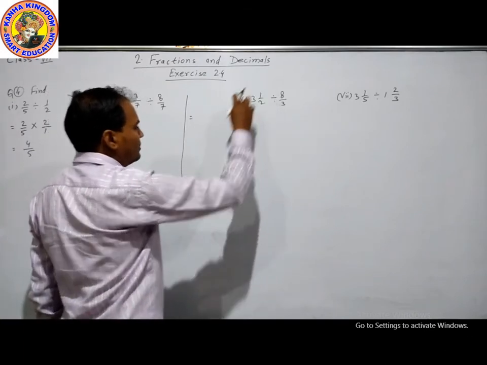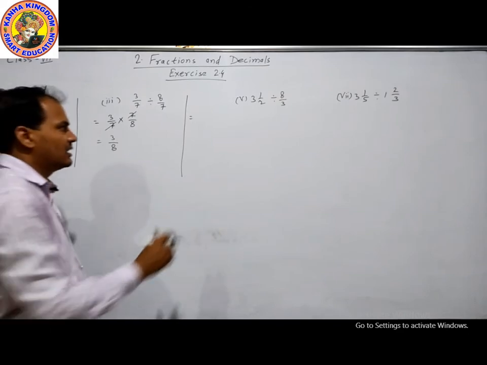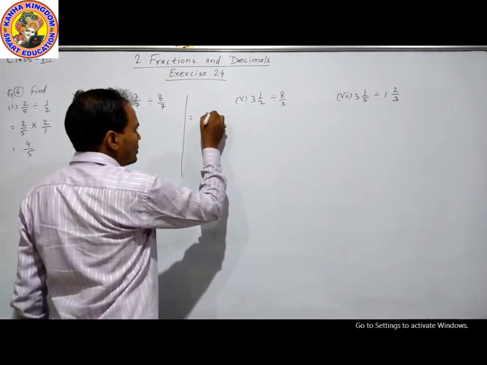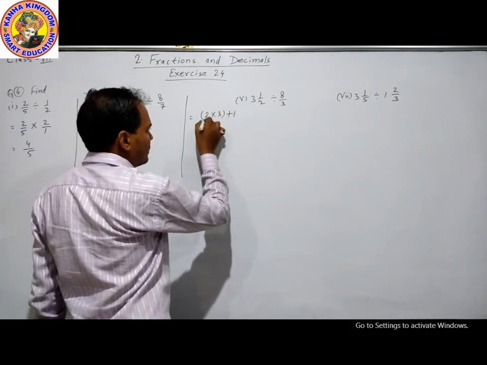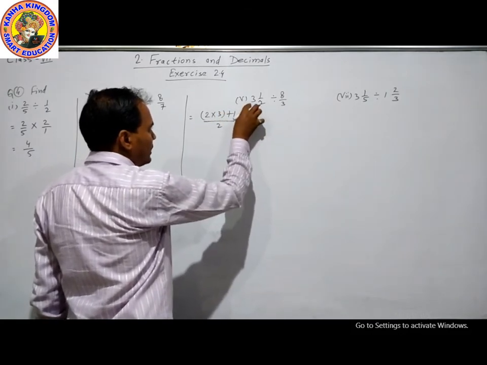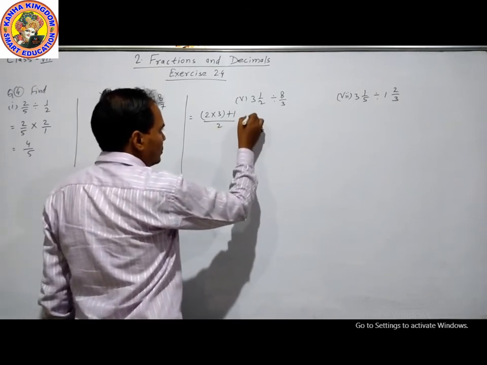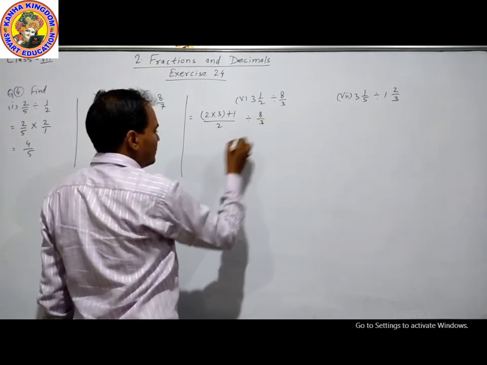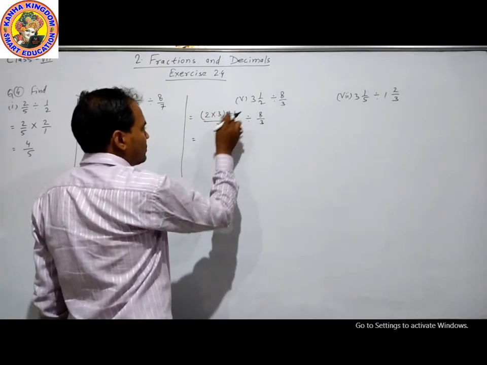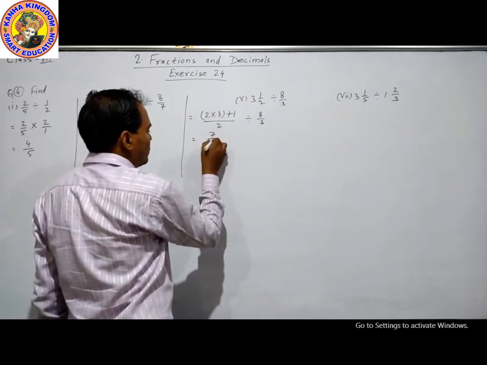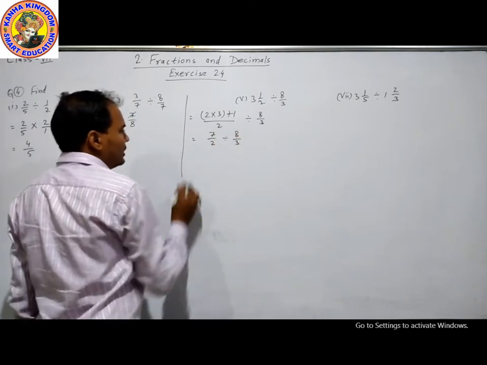this is our mixed fraction number. First of all, we will change it into a fraction number. So this is 2 into 3 then plus 1 upon 2, divide by 8 upon 3. 2 into 3, 6 plus 1, 7. 7 upon 2 divided by 8 by 3.